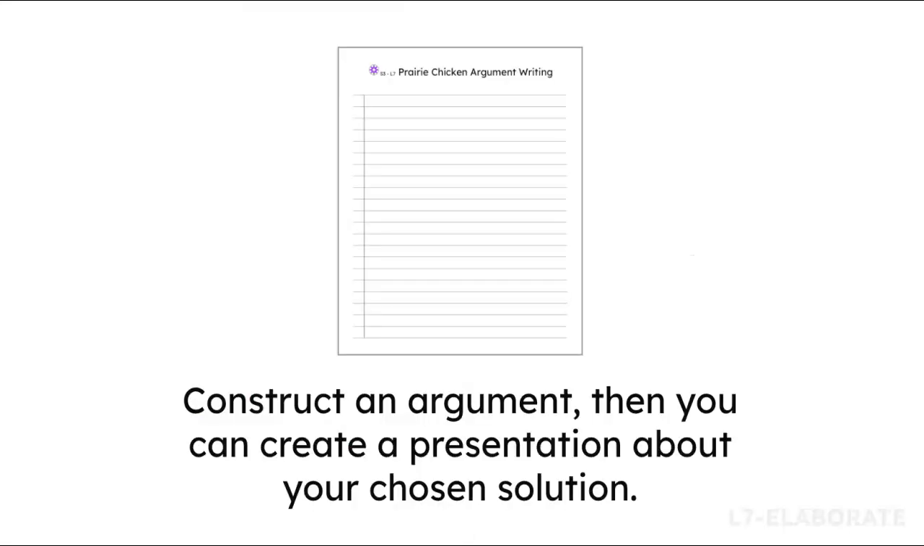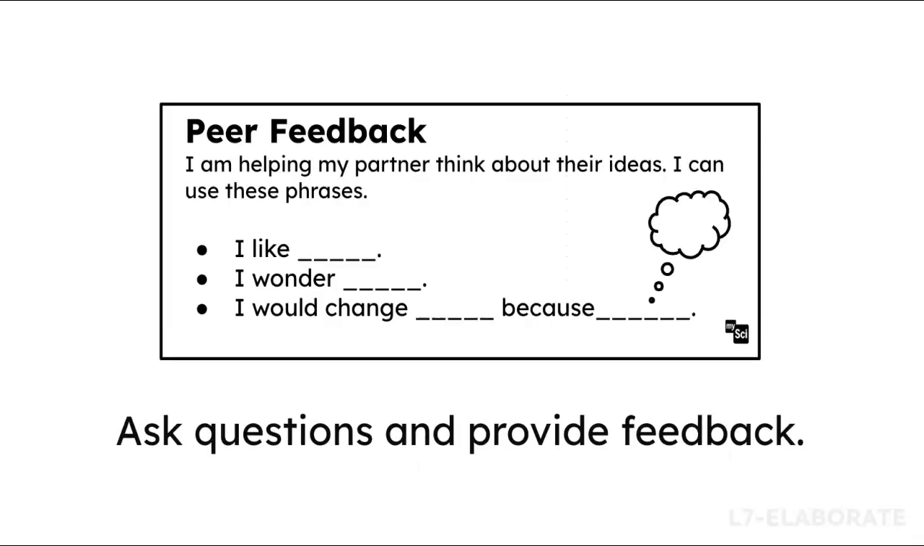For the Elaborate portion, you'll have students work in groups to construct a written argument using the Prairie Chicken Argument Student Journal page. Students can create a presentation about their chosen solution to go with their written argument. They can use the peer feedback table tent as a way to ask questions and provide feedback.